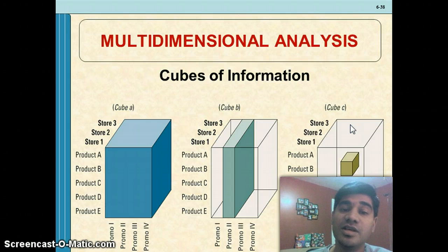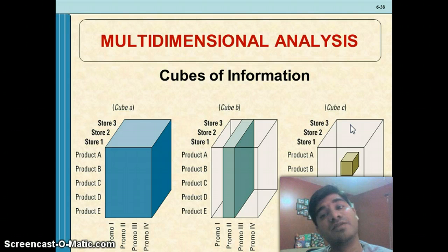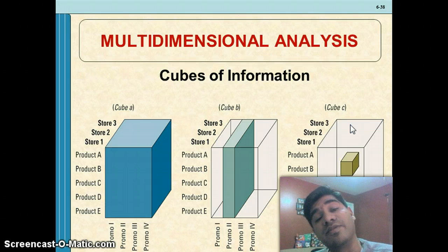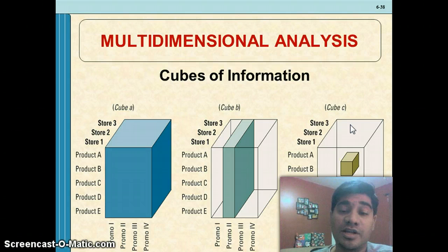And then you can see cube C, which represents information for only promotion number 3 for product B and store number 2. So that's how the information, I know it's a little difficult to see for cube C, but that's at the center of the cube. So that is essentially analyzing that piece of information from different dimensions. And that's what information is stored in a data warehouse.